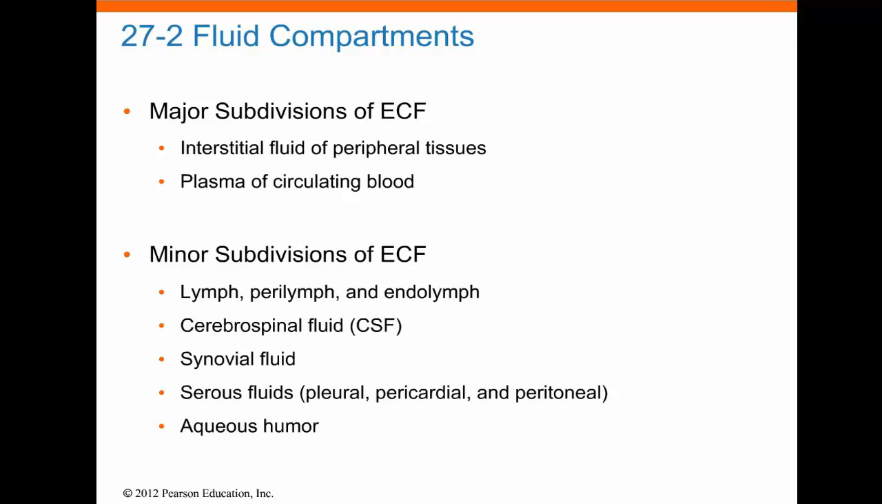The minor subdivisions of the extracellular fluid are the lymph, the perilymph, and the endolymph. Also the cerebrospinal fluid, the synovial fluid, the serous fluid, which is contained in the pleural cavity, the pericardial cavity, and the peritoneal cavity between the visceral and parietal pleura, and also aqueous humor.